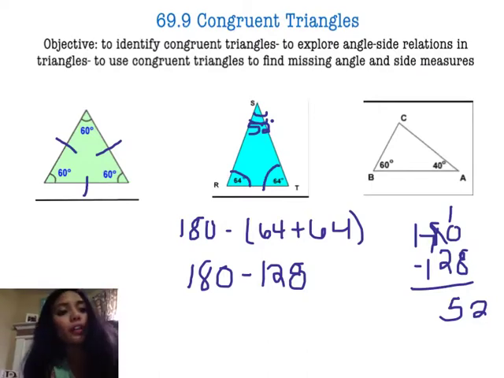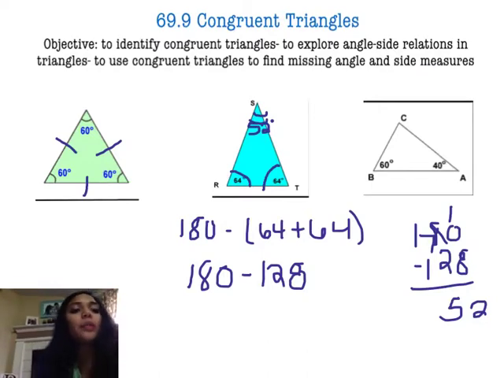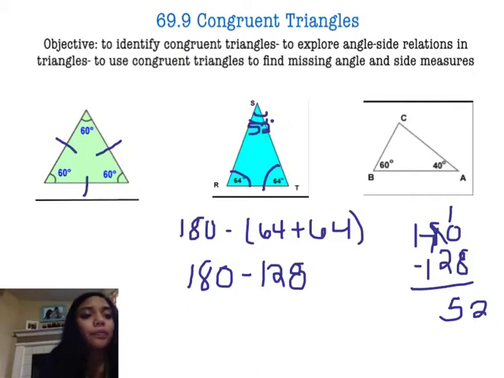Okay, so now if I look at my other angle, we need to talk about the sides. If this is 64 and this is 64, that must mean that this side is equal to this side. So I would put a line here and a line here, and then I would do a different line here. So that would be different. Make sense?